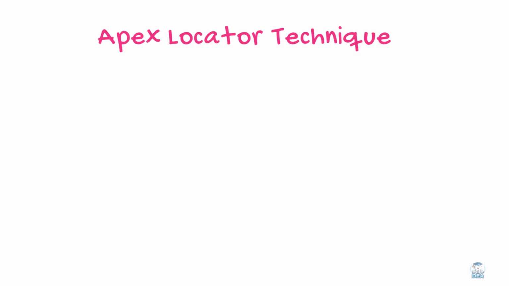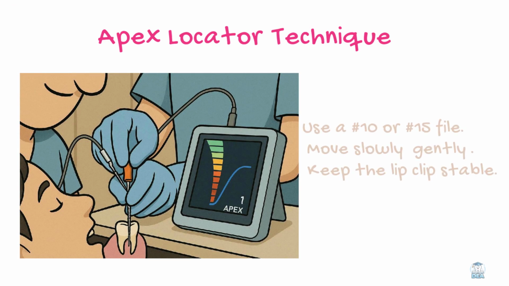Use a number 10 or 15 file. Move slowly, gently, not like you're stabbing a vampire. Keep the lip clip stable. When the reading becomes steady, congratulations, you've struck endodontic gold.